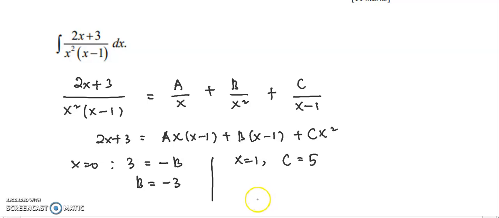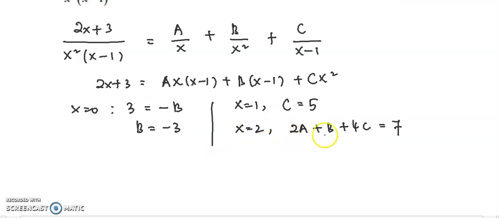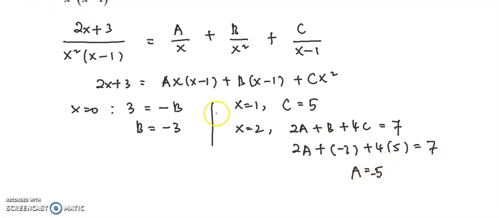Then for the last one, you can substitute any simple value that you like, or use comparing the coefficients. If, let's say, you want to substitute any other value, for example x equals 2, that also can. Substitute 2 into the first, second, and third terms on the right side. Since you already have B and C, B is negative 3 and C is 5, you can substitute them in so that you can solve for A. After solving, you get A equals negative 5.